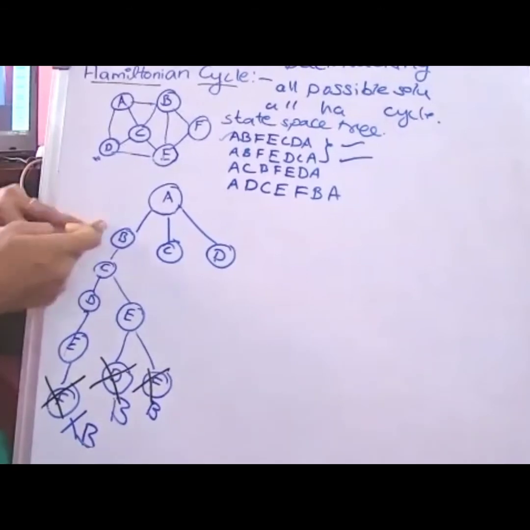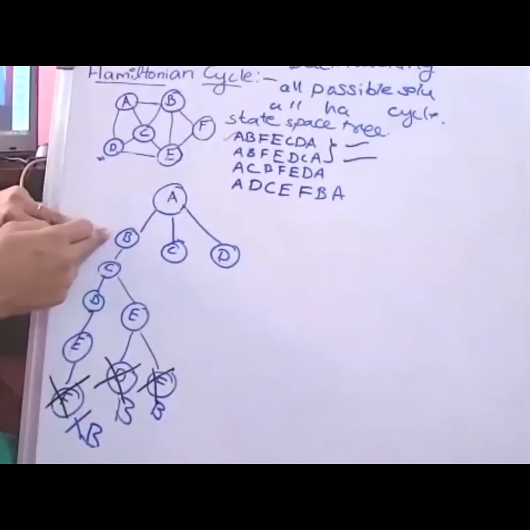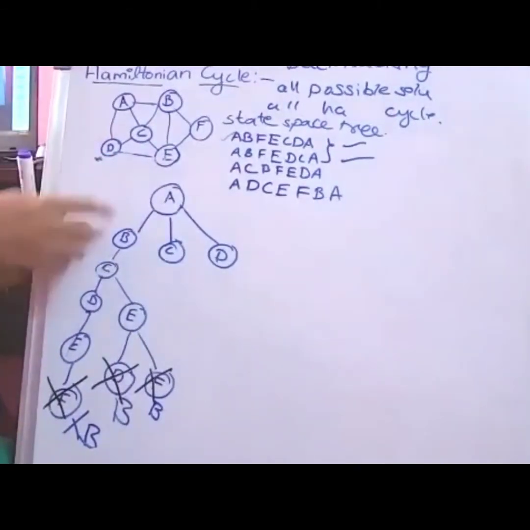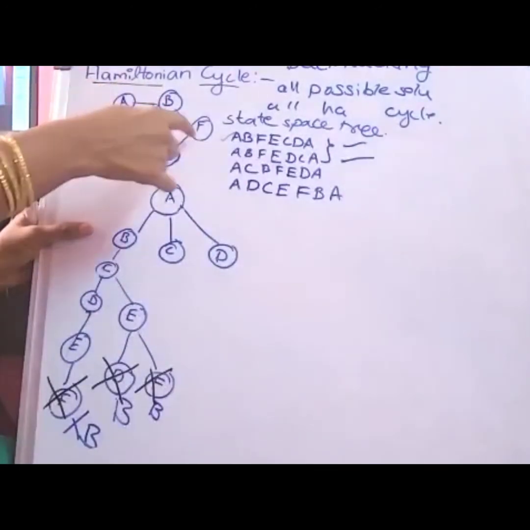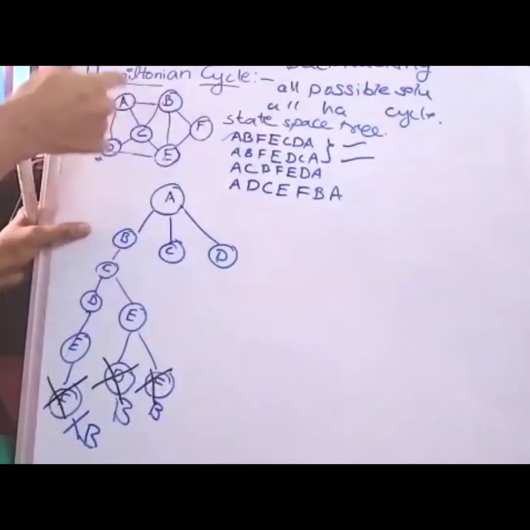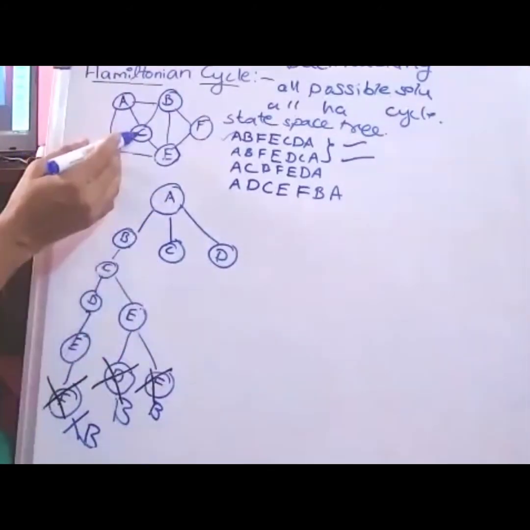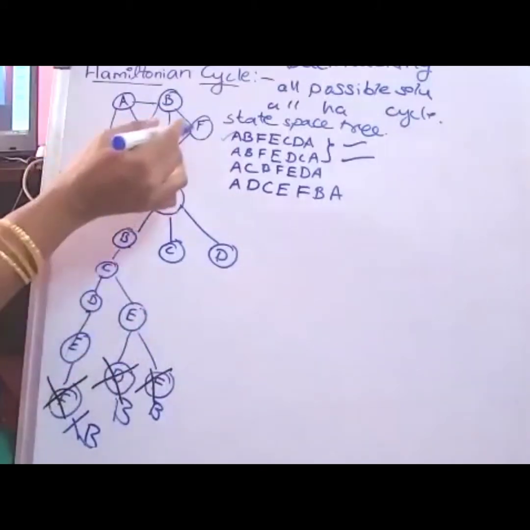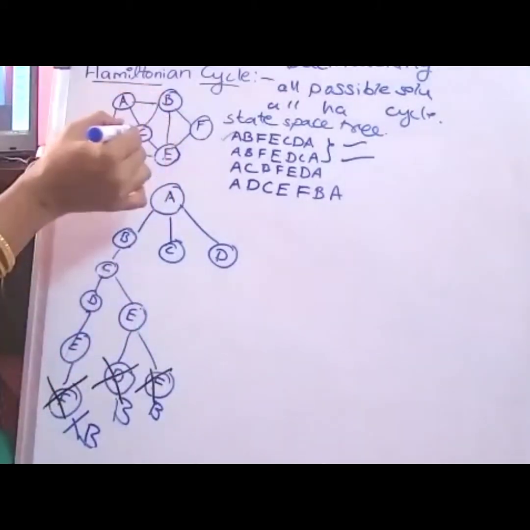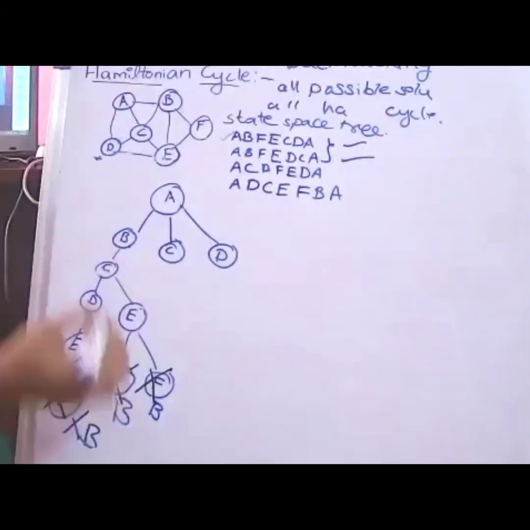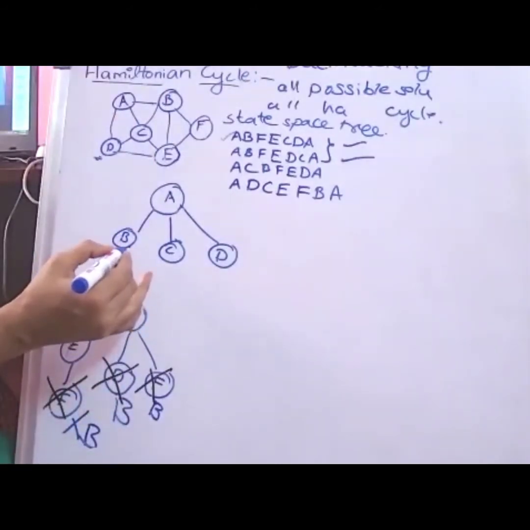Again, go back to B. From B, we can try to find any other possible solution. Check further from B. Here B is connected to A, C, E, F. A is already visited, and C, E, F remain. These three are possible options. After B, I tried visiting C. All possible solutions we tried, and we didn't get any solution till this point.